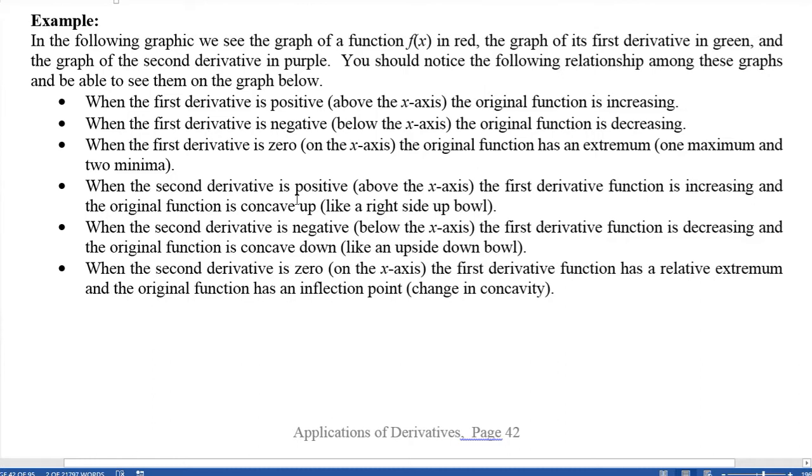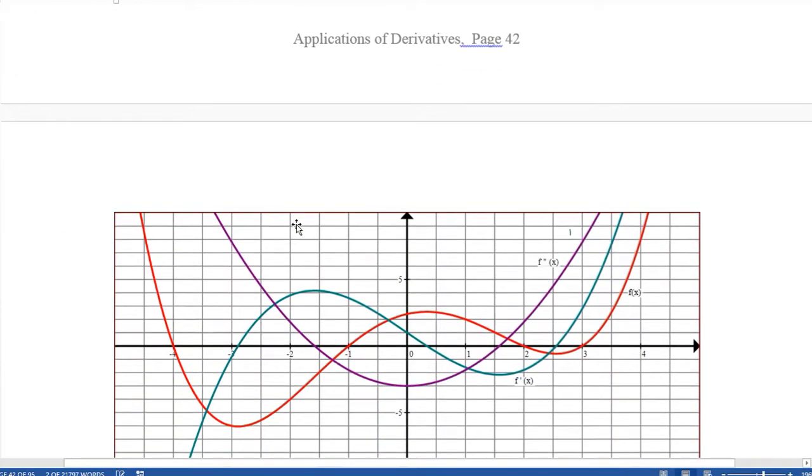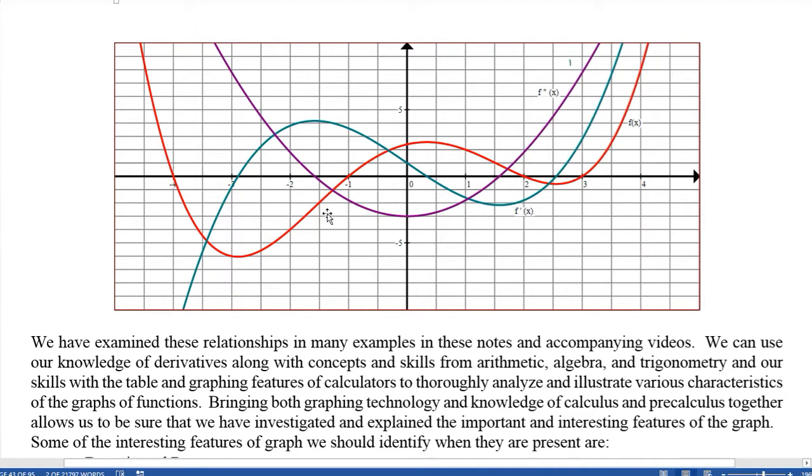So here's an example. We're going to look at a graph in just a second of a polynomial function where f of x will be given in red. The graph of its first derivative is in green, and the graph of the second derivative is in purple in this particular example. You'll see some of the things that we talked about. Let's just look at the picture. The original function is the red one, the first derivative is the greenish one, and the purple one is the second derivative.